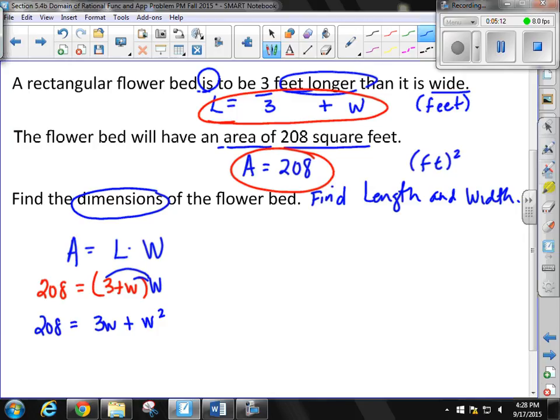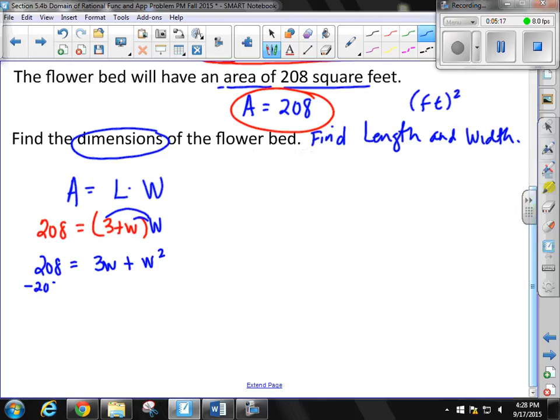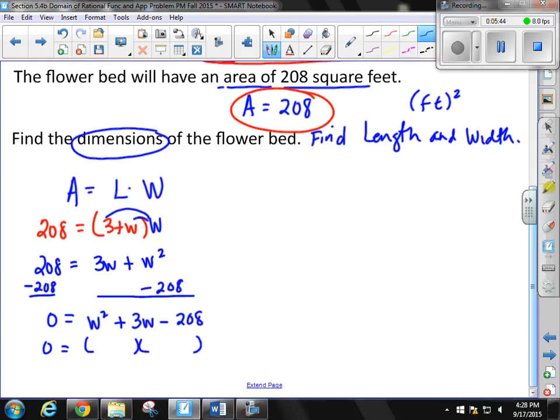In order to solve these equations, I want everything on one side of the equation, so I'm going to subtract 208 from both sides. The other thing I'm going to do, because it makes it easier to factor my trinomial, is put it in descending order. I have a positive w squared. My 3w is positive, so I'm going to say plus 3w, and I have minus 208. And now I can try to factor that trinomial. Again, this is a relatively easy one to factor because we know w squared factors as w times w. Negative 208 is a relatively large number, though.